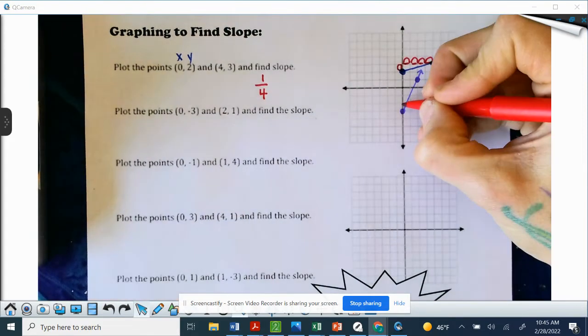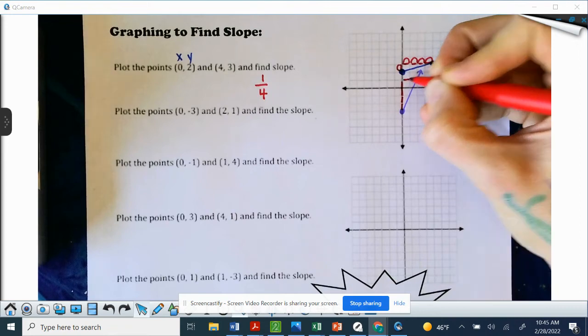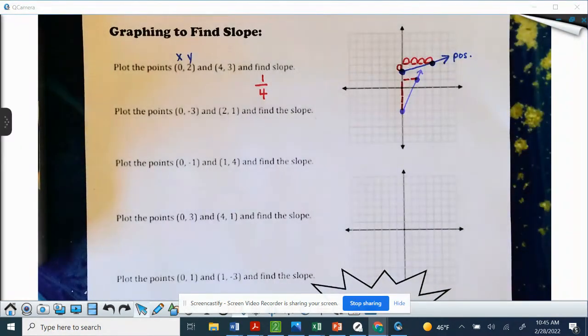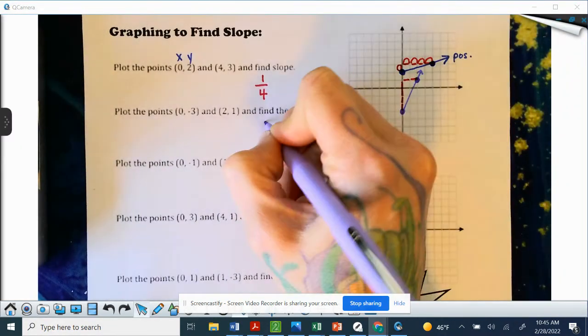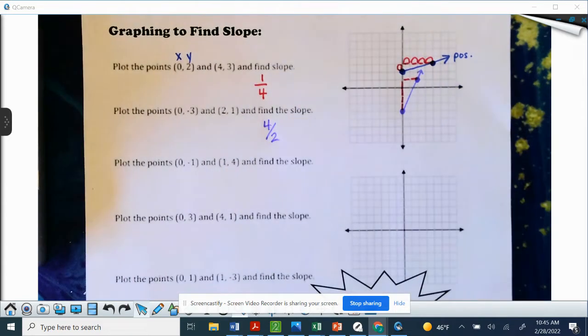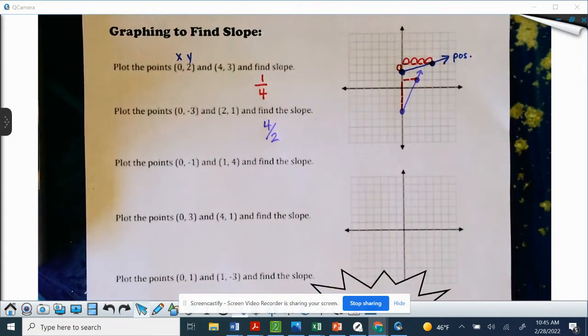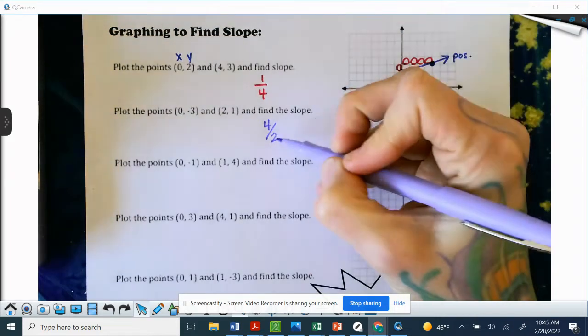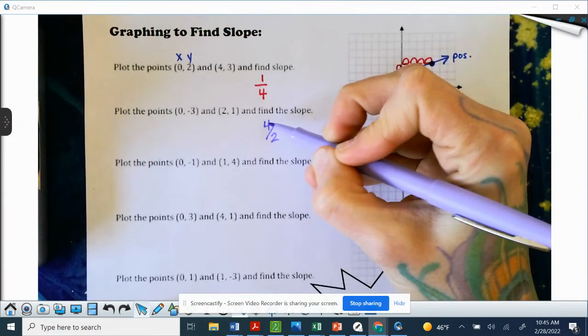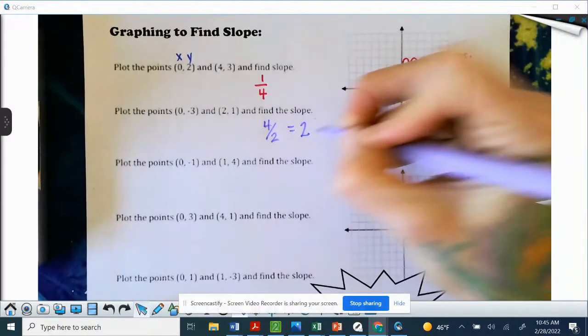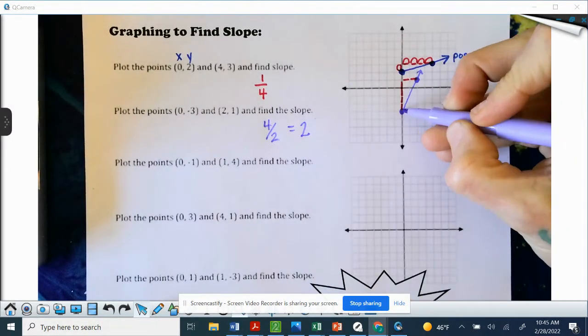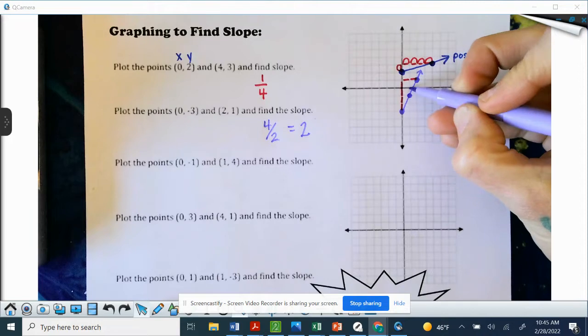So 1, 2, 3, 4, over run 1, 2. So that's going to be a 4 over 2, positive, because it's increasing to the right. All your Y values are increasing as your X values are increasing. But remember, we're now in high school, so we never want to leave a fraction unreduced. So 4 divided by 2, hopefully we know is 2. So the rise over run is actually 2 over 1.